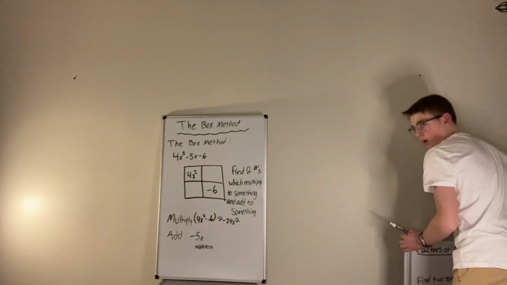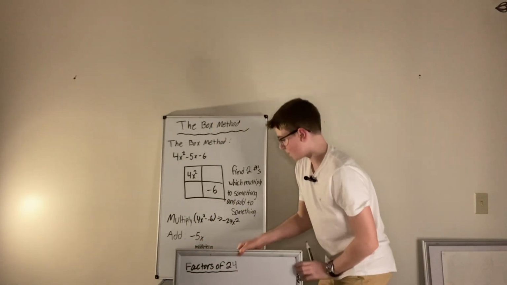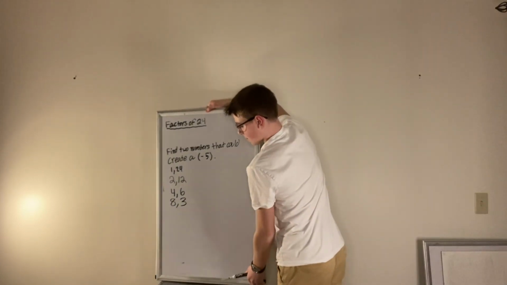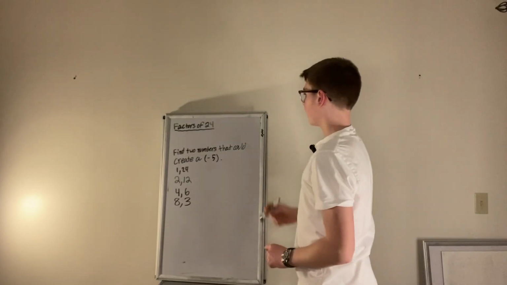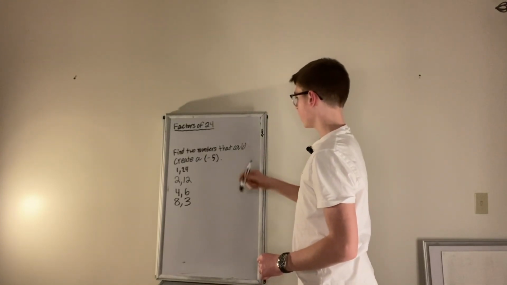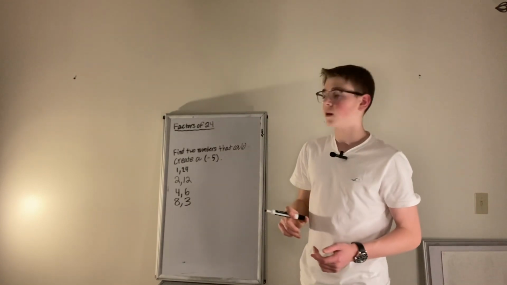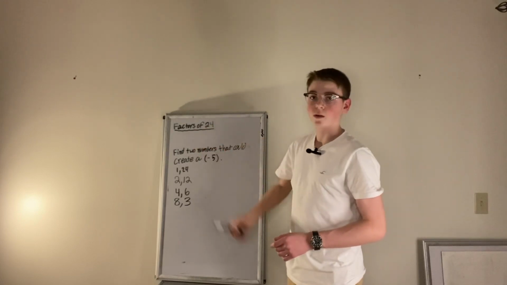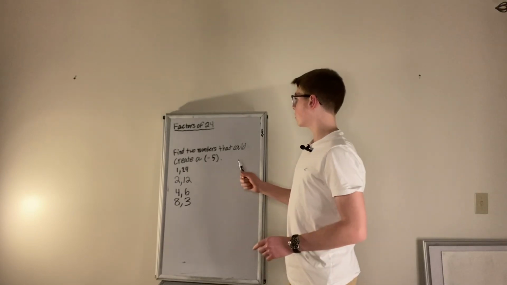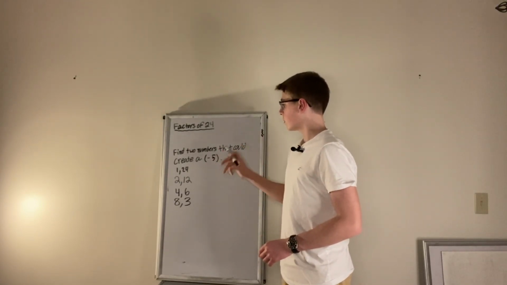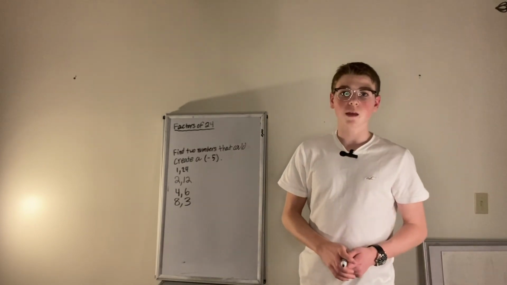So here I have a couple factors. Okay, a couple factors of 24. So we have to find two numbers that could create a negative 5. So we were adding up to negative 5, and we had to multiply to negative 24, but you could make that by turning one of these negative. So factors of 24: 1 and 24, 2 and 12, 4 and 6, and then 8 and 3.